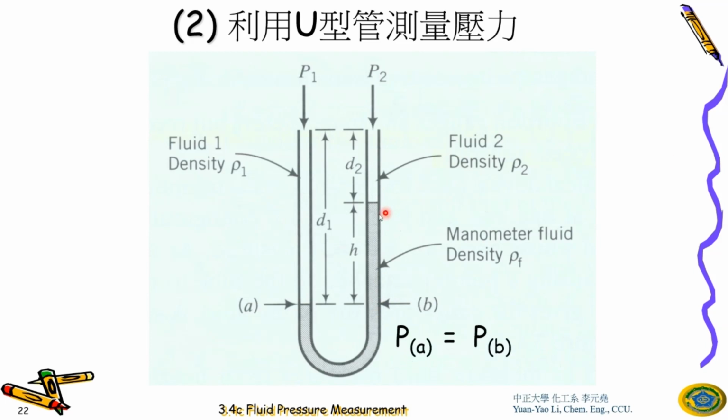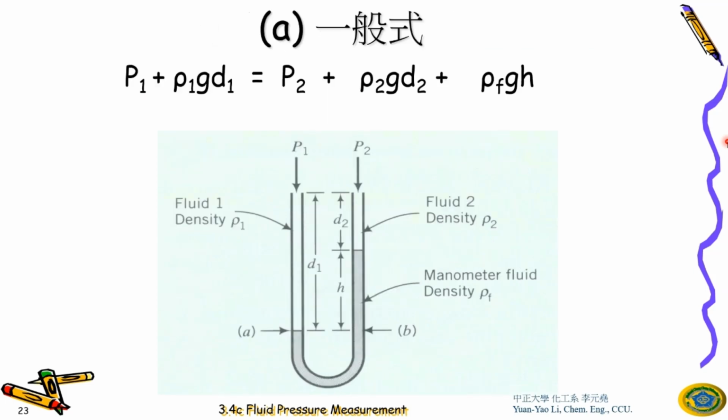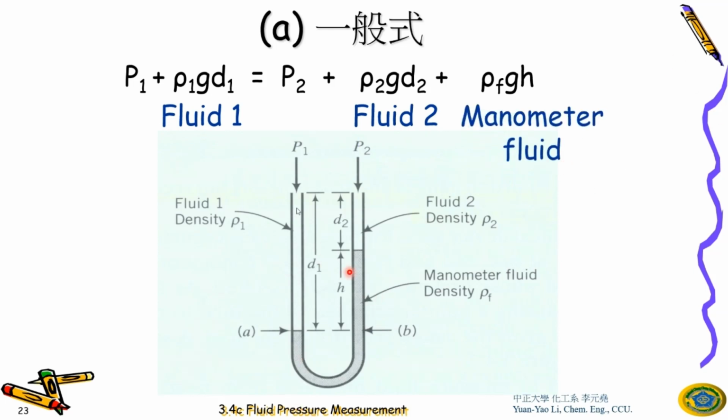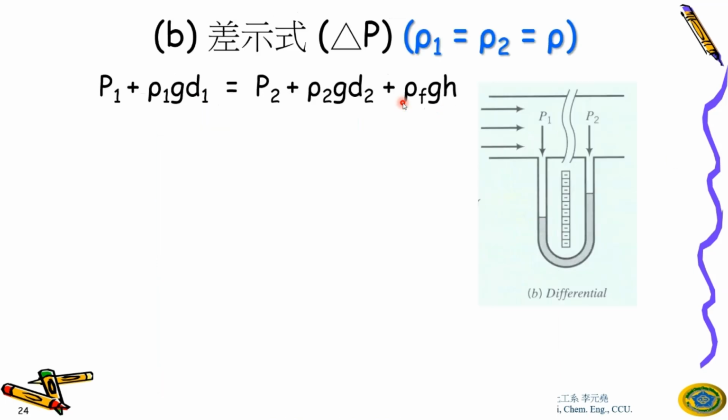As long as you know that point A position and point B position are equal, and you do a calculation of this, that will be easy. You always use the general term, and start to remove some terms, remove some of the things here. So this is the general term: fluid 1, fluid 2, manometer fluids. You get P1, P2, and then you get the answer.